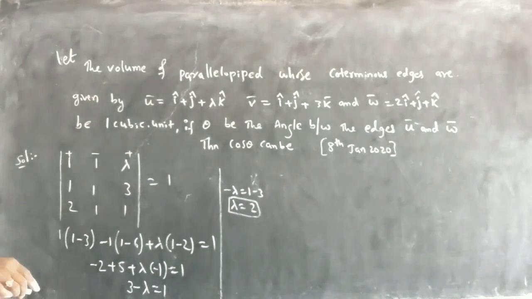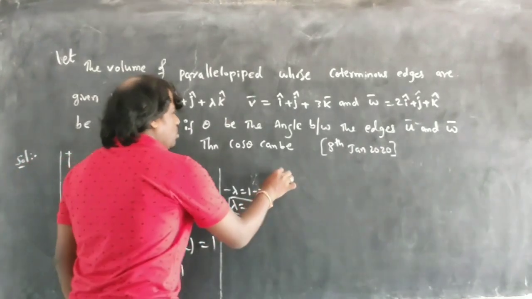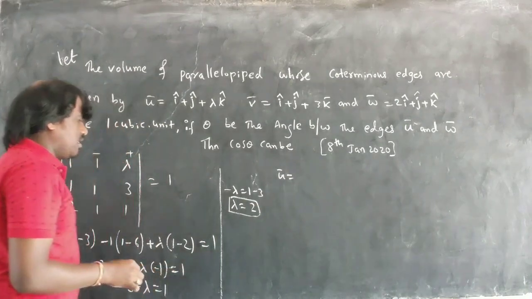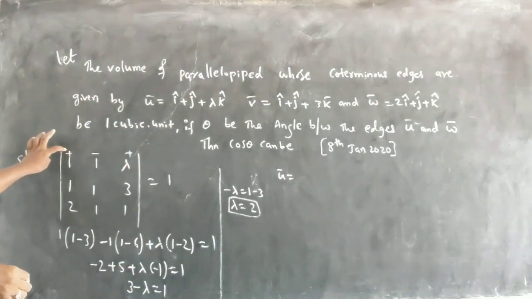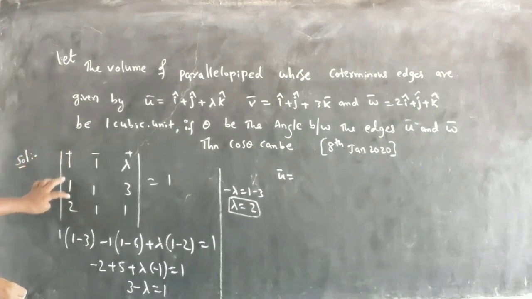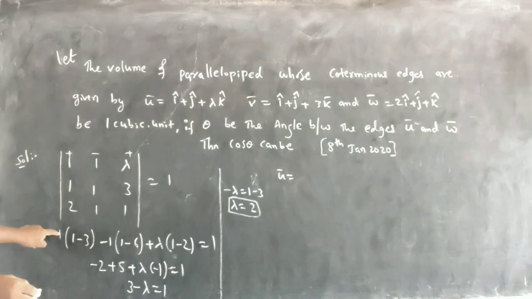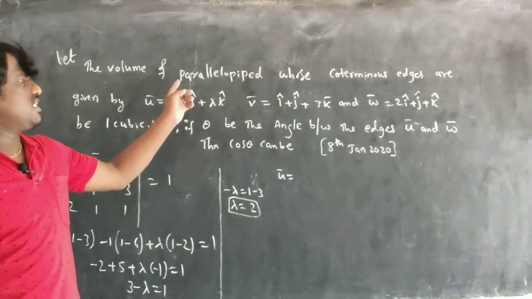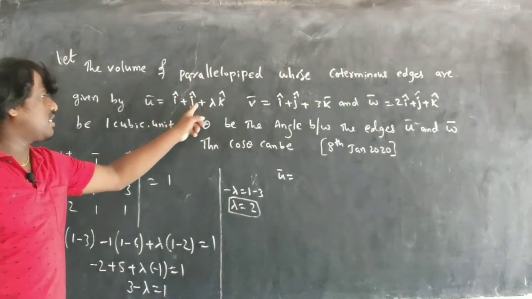If the lambda value is 2, what is the u vector? The u vector will be 1 1 lambda, with 1 1 3 and 2 1 1. Is everything right? Okay, let's see. I will test this question once. The question is very much correct.